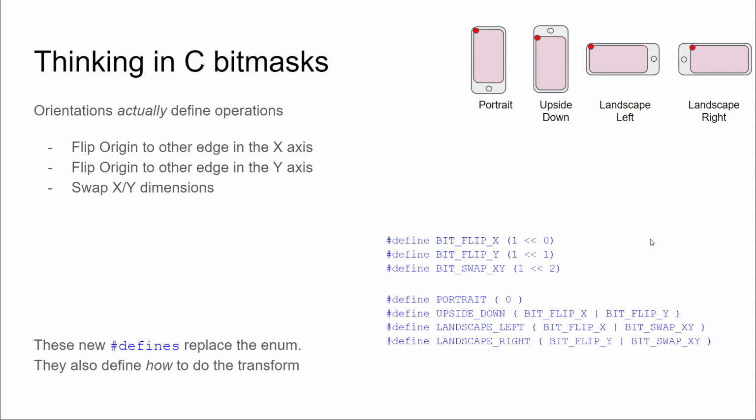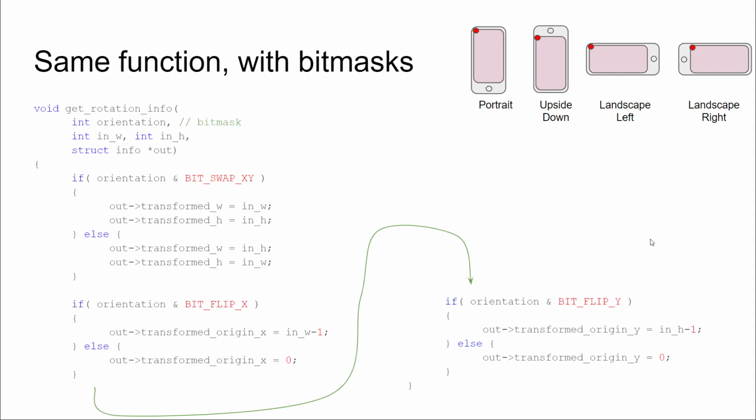So, these are my operations, and I can now write my function like this, because as it turns out, these conditions here now have a bit in common all the time, a unique bit in common. So if I'm swapping the x and y axis, then I'm swapping the x and y axis in the transformed width and height. So that's the only bit that actually affects that. If I'm flipping the x, then I'm just setting that the origin x is in the other end of the screen, and same with the flipping of the y, other end of the screen.